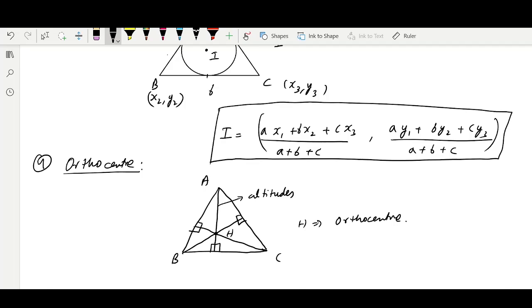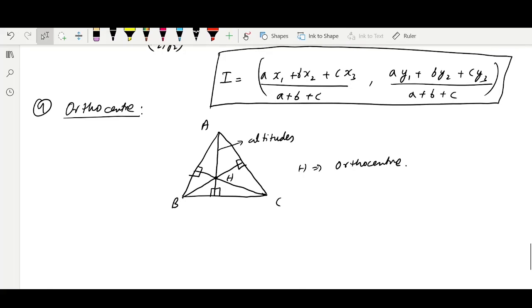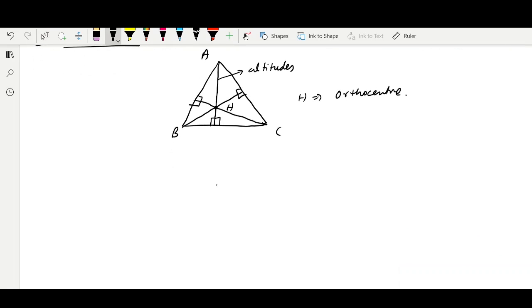One important point to note about orthocenter is that in a right angle triangle, there is an important finding which you need to remember: in a right angle triangle, the orthocenter is the point where the right angle is formed. This is the orthocenter.